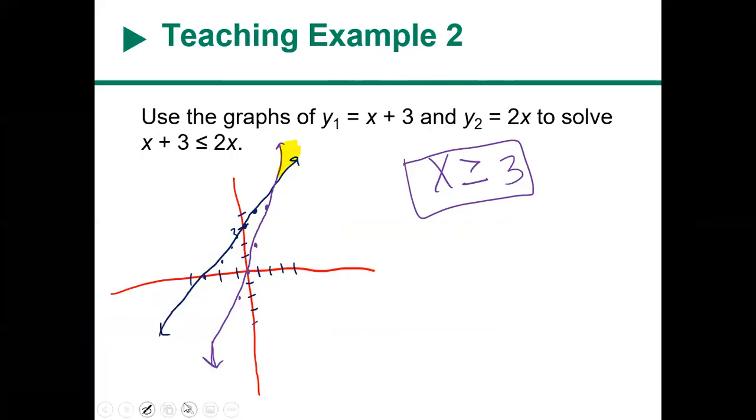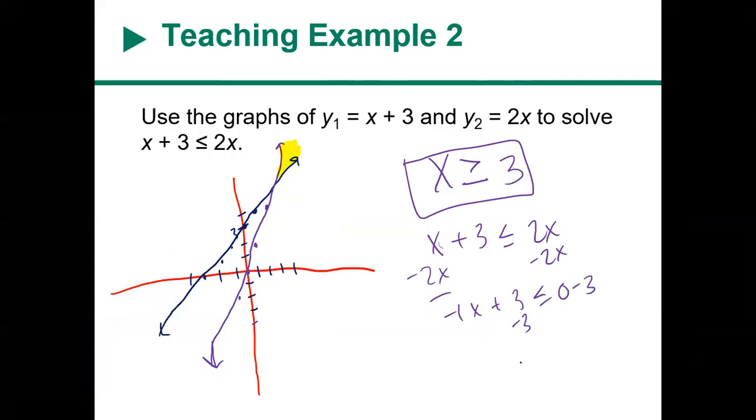Okay, so that's how you would do it graphically with a calculator. To me, it is so much faster to just take your little brain and subtract 2x, get negative 1x plus 3, subtract your 3, get negative 1x is less than or equal to negative 3, flip your sign.